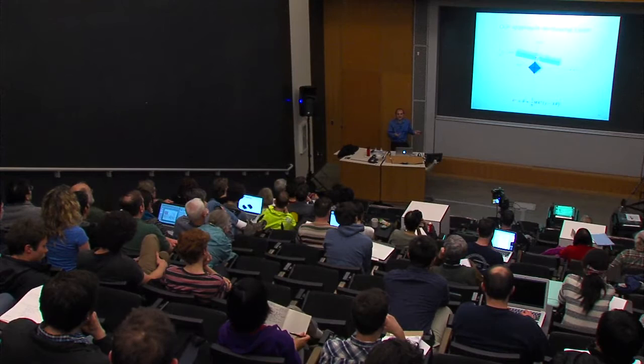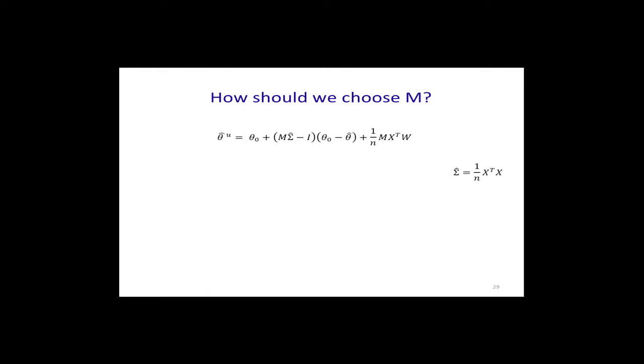So I will explain what the matrix M is here. This is something that you can choose yourself. So the question is, how should we choose the matrix M? And to address this question, you should do a two-line calculation. And you get the following: the unbiased estimator, or the modified estimator, is given by the true parameter theta 0 plus a bias term and a variance term, both of which depend on the matrix M. And sigma hat here is just the empirical covariance.